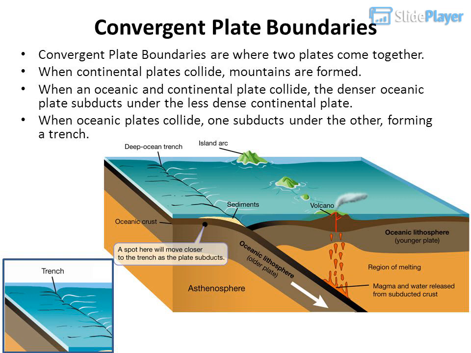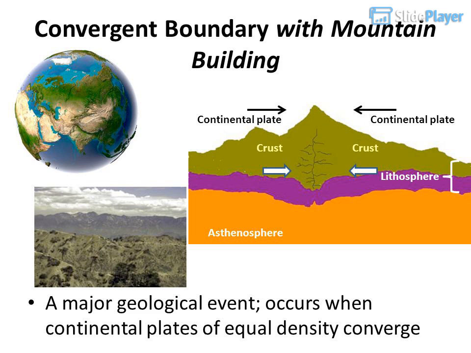When continental plates collide, mountains are formed. When an oceanic and continental plate collide, the denser oceanic plate subducts under the less dense continental plate. When oceanic plates collide, one subducts under the other, forming a trench. Convergent boundary with mountain building. Continental plate. Crust. Lithosphere. Asthenosphere. A major geological event occurs when continental plates of equal density converge.